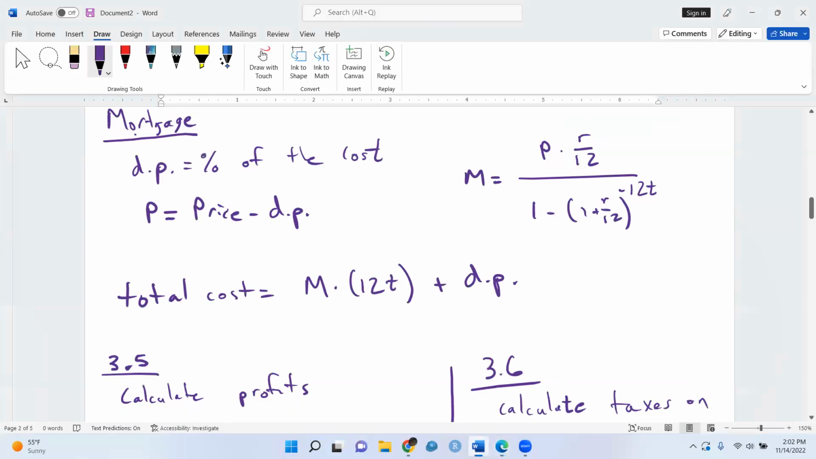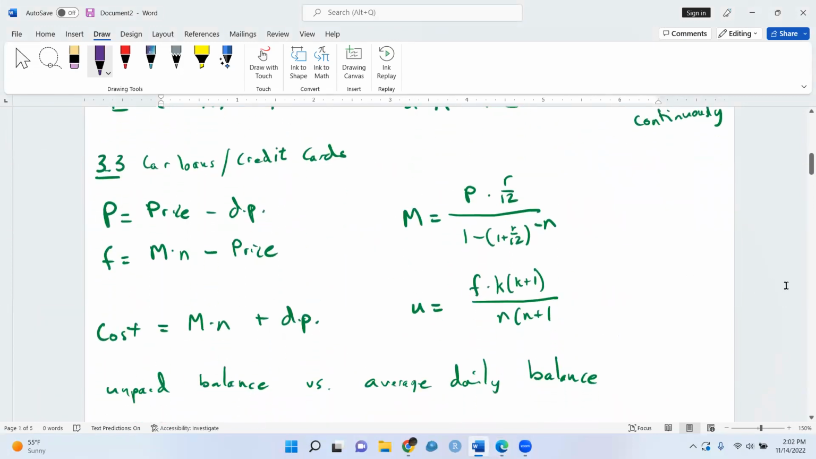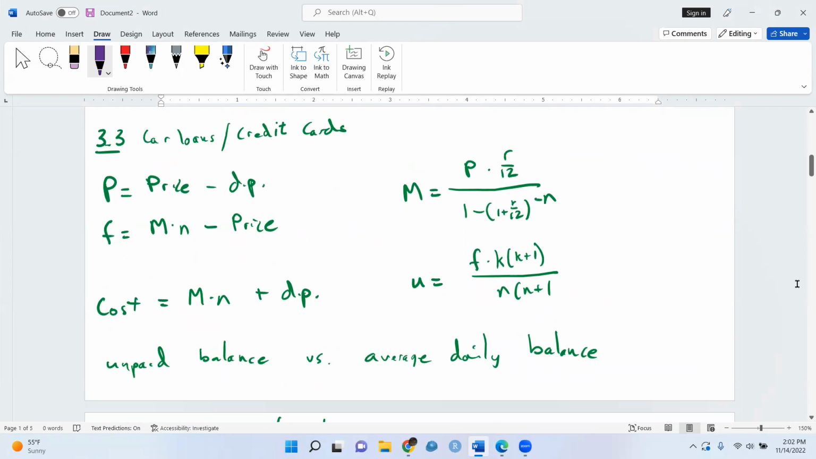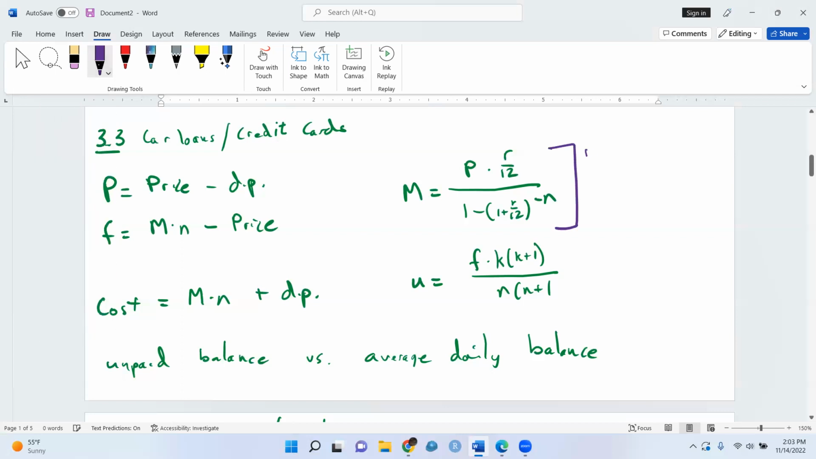So let's look at our reference sheet. Is there anything on here that helps us calculate a monthly payment for a car? Anyone see it? The M equals P times R over 12, that one. Nailed it. So note, I did not label this one. Why don't we label it? Monthly payment for car loans, right?